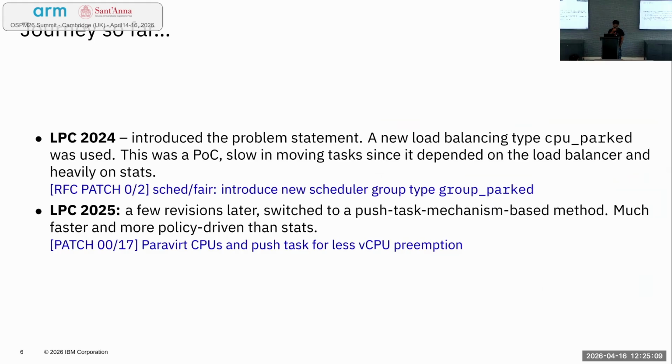So at LPC 24, we introduced the problem statement and we had a POC at that time, and it was based on the load balancer. We had a new type called CPU part, and I know the name's not great, but it was a bit slow because it was based on the load balancing, and it took quite a while to move the task away from certain CPUs. And last year, we moved to a push task based mechanism, and it's more policy driven, and it works fairly fast in moving the task away from CPUs even under high contention.